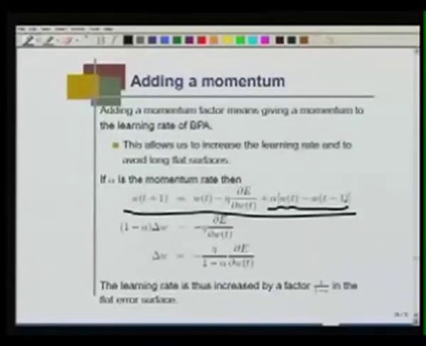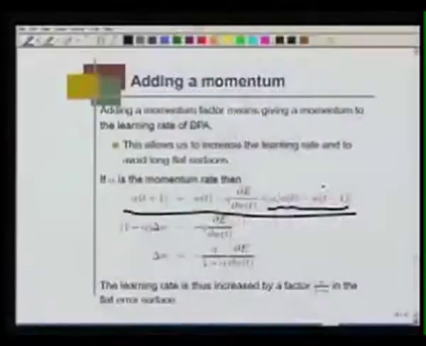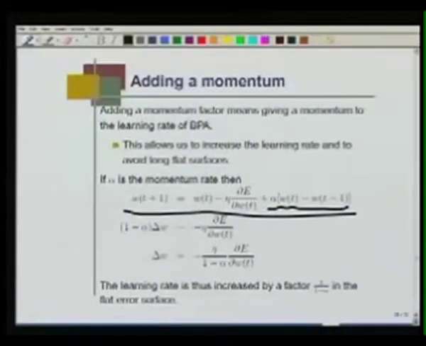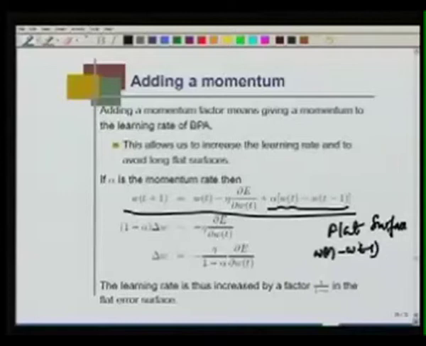This is a heuristic, there is no derivation here. We have not derived this particular term. But let us see what happens, objectively analyze this equation in a flat surface. What is a flat surface? In a flat surface, Wt minus Wt minus 1 is the same as Wt plus 1 minus Wt. This is called a flat surface.